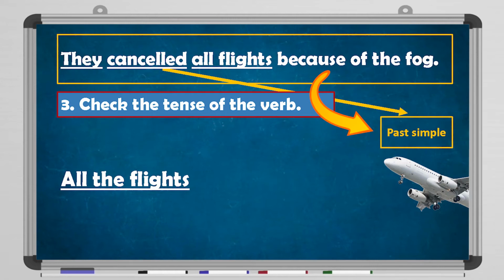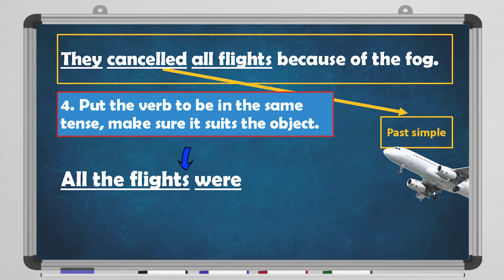Remember, verb to be in the past simple: was or were. Now, how do I choose was or were? Look at the object. Is it singular or plural? All flights, plural. So I will choose were. Put the verb to be in the same tense. Make sure it suits the object.